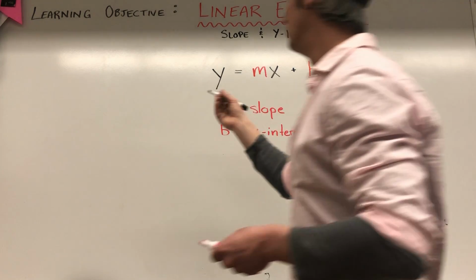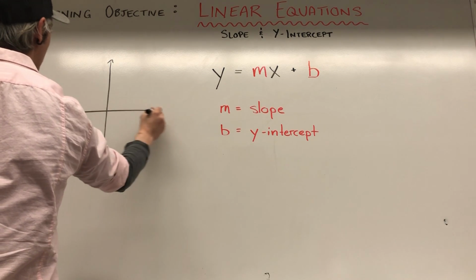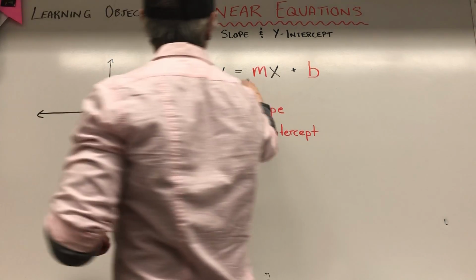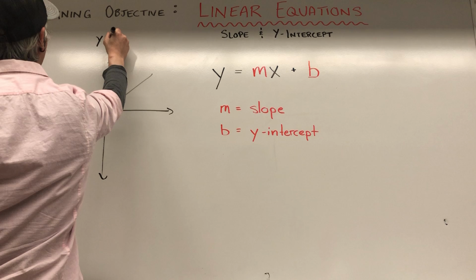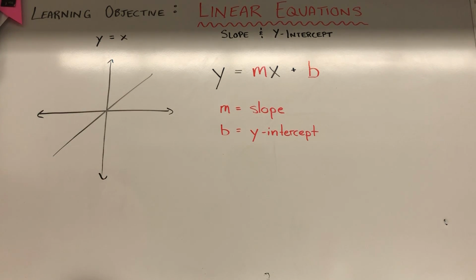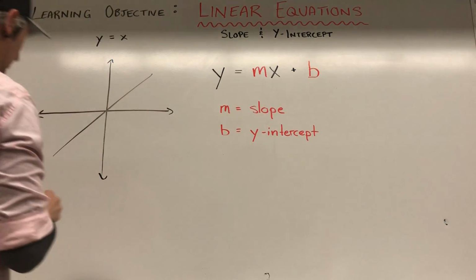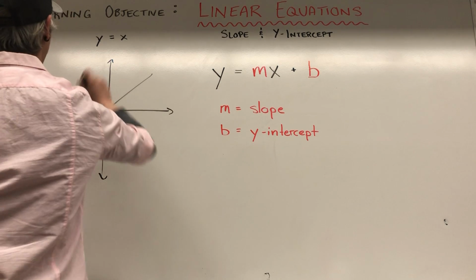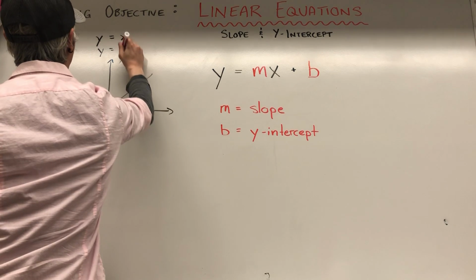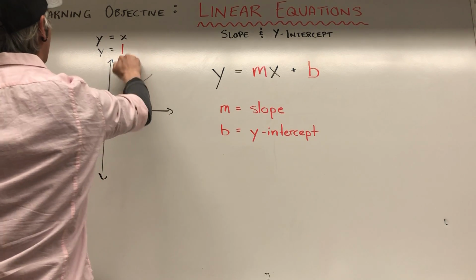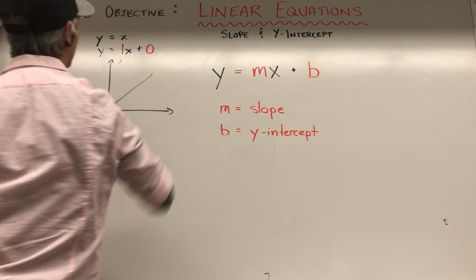So for that graph that we were just doing, of the most basic linear equation, y is equal to x, if I were to put it into this form, my slope is 1, because there's a 1 in front of the x, and my b is 0. So I could rewrite this as 1x plus 0, okay?